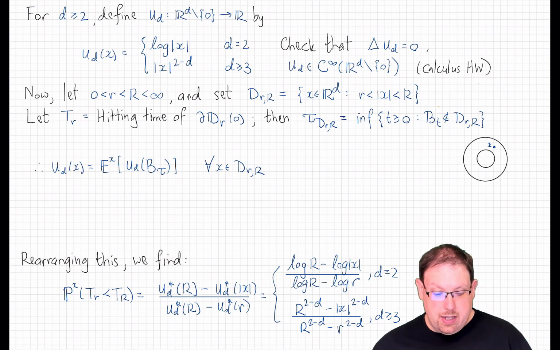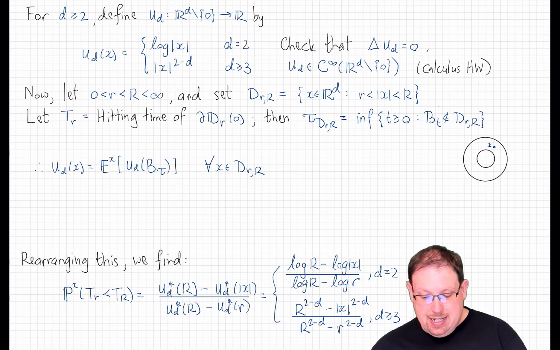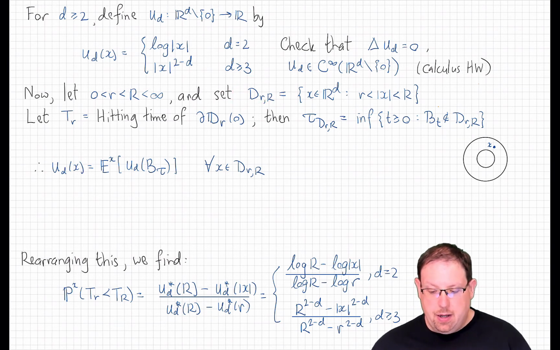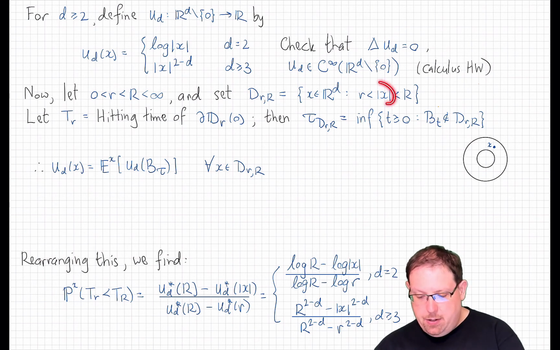We're going to use that observation on the region D, little r and big R, which is an open spherical annulus. It's the set of all points in d-dimensional Euclidean space whose length is bigger than r and smaller than capital R.